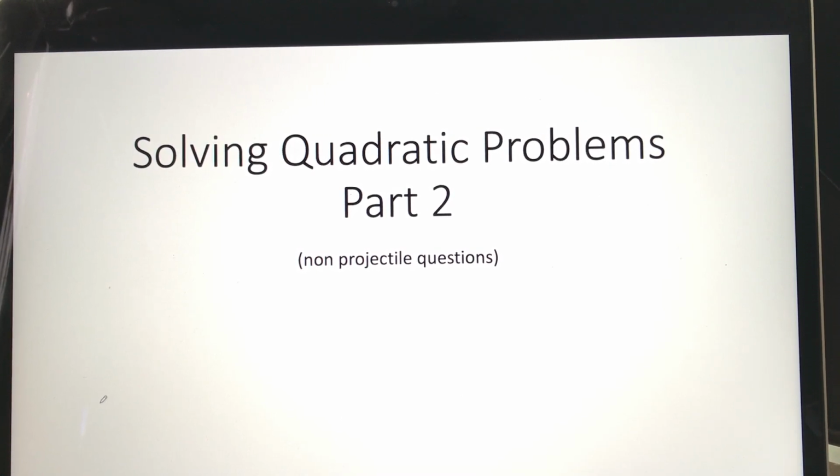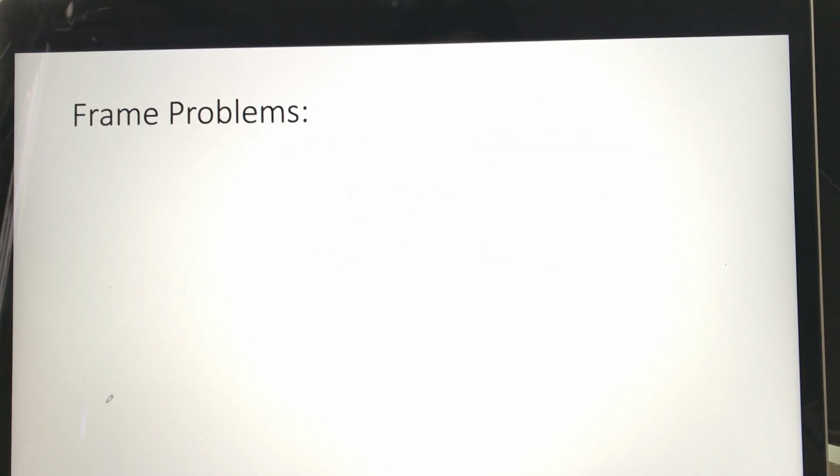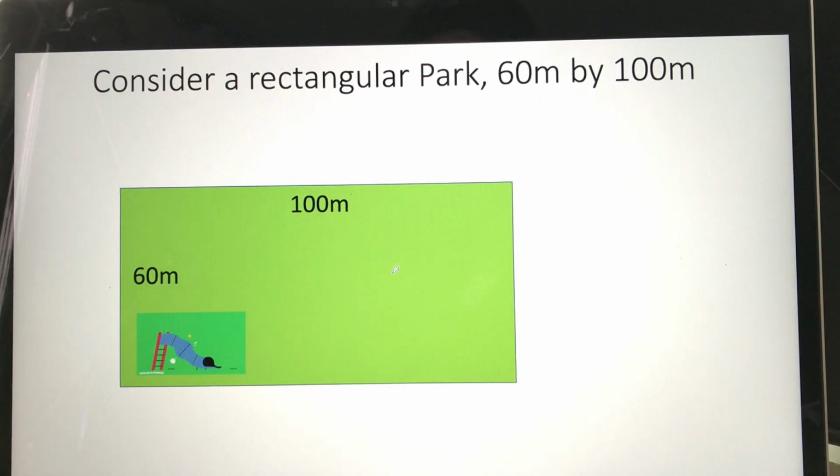Solving quadratic problems part 2, we're going to take a look at a couple non-projectile questions. So with question 1, the first kind are called frame problems. So consider a rectangular park that's 60 meters by 100 meters.